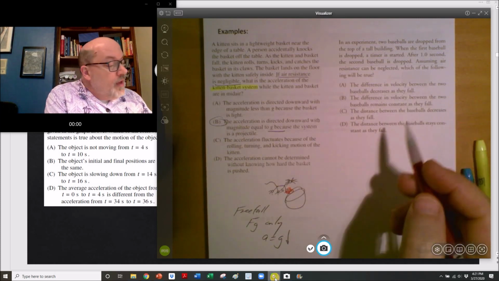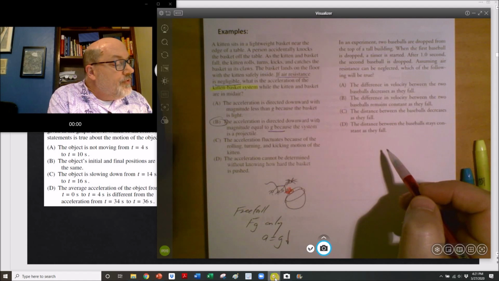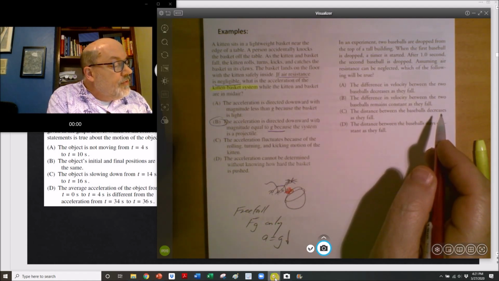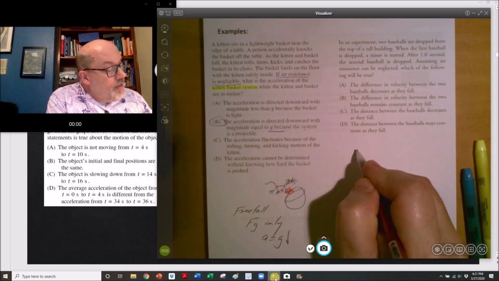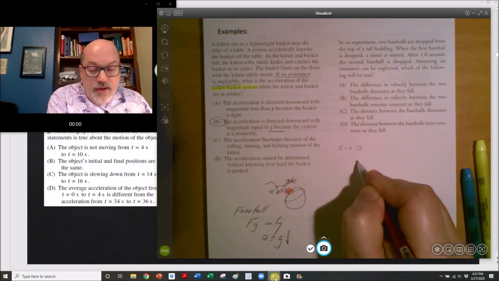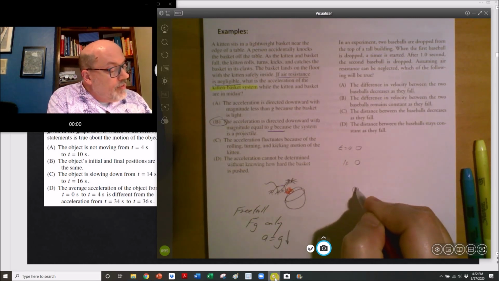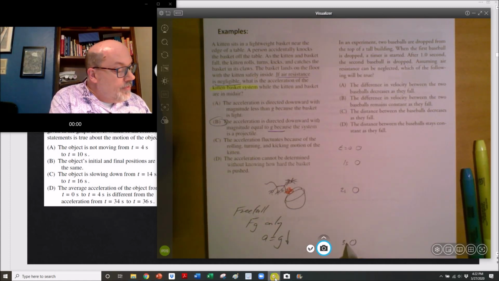Okay. Our next one. In an experiment, 2 baseballs are dropped from the top of a tall building. One of them starts, and the timer is started, and then 1 second later, a second one. So let me draw a dot diagram for this. So here's our baseball at time equals 0, and then here it is at 1 second, and then falling farther at 2 seconds, and then falling even farther at 3 seconds.